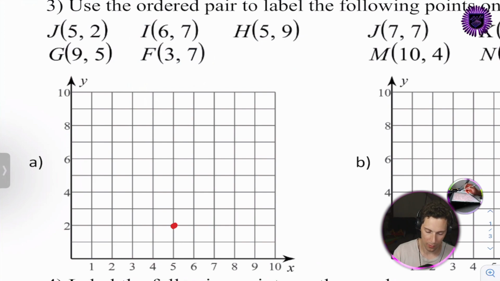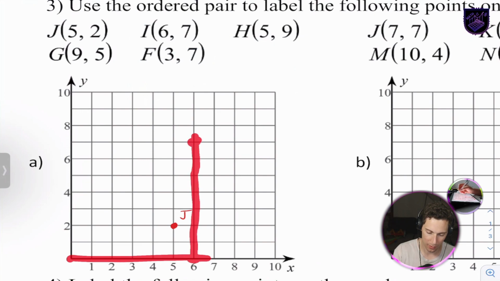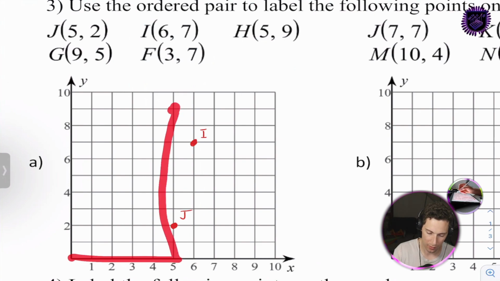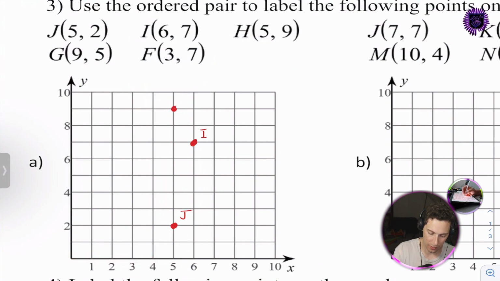And then I'll label that J. I, 6 and 7, so 6 over right here, and then 7 up right here. And then that's going to be I. And then we have H, which is 5 and then 9 right here. That's H.